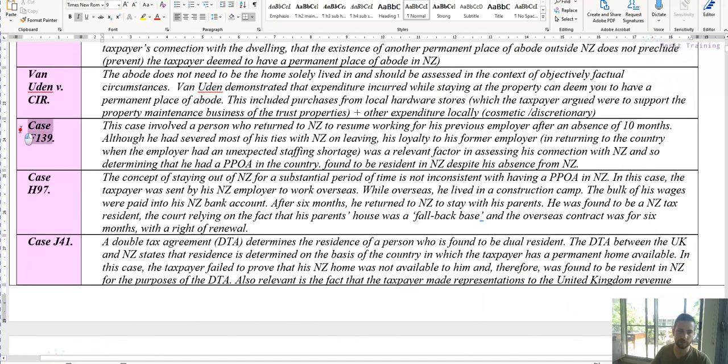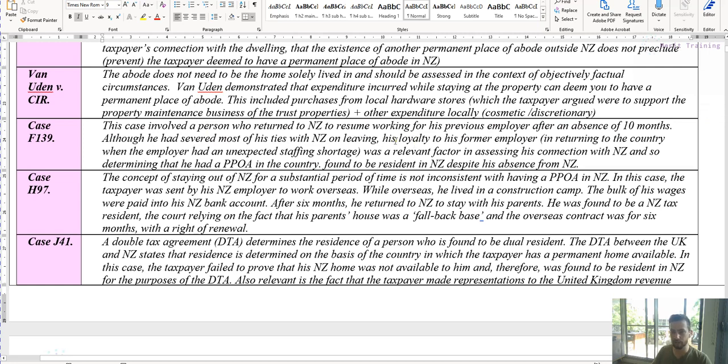Then we've got this next very cleverly and creatively named case called Case F139. So this is about a person who returned to New Zealand to resume working for his previous employer. He was away for 10 months and had severed most of his ties with New Zealand on leaving. So he left his house, left his belongings.